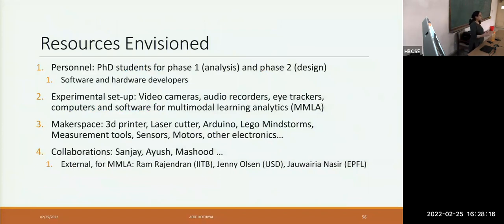So for that, what we need is just the equipment. We just need video cameras, audio recorders, and eye trackers. And this can be done because even if we don't have a makerspace here, we can go to makerspaces in the field and try co-design with the people over there, relevant tasks, and go and study over there. So this is my top priority. And I think this is immediately doable, even without having set up a makerspace.